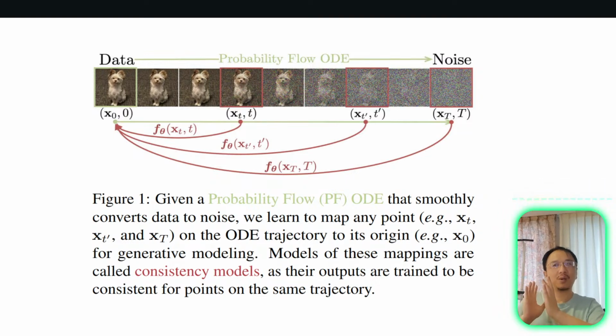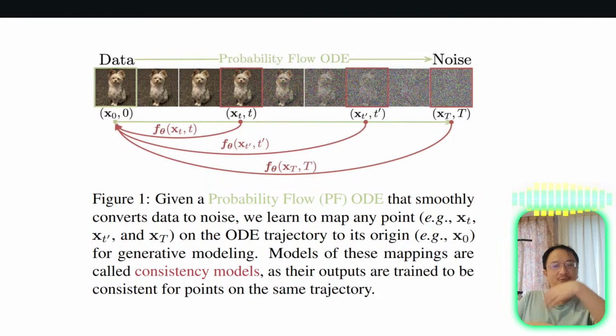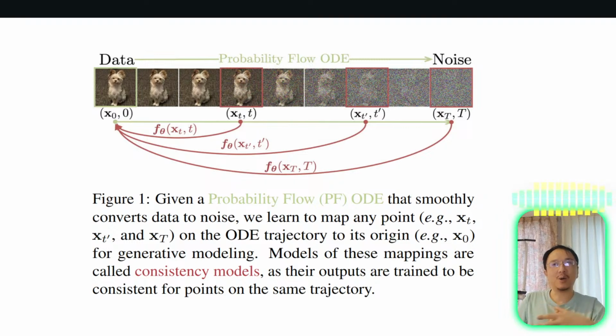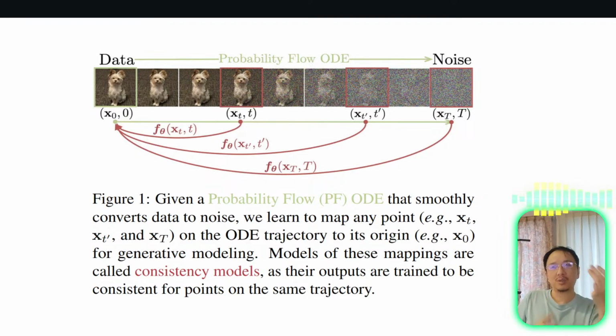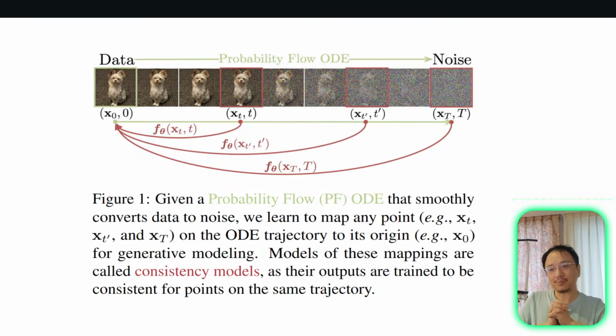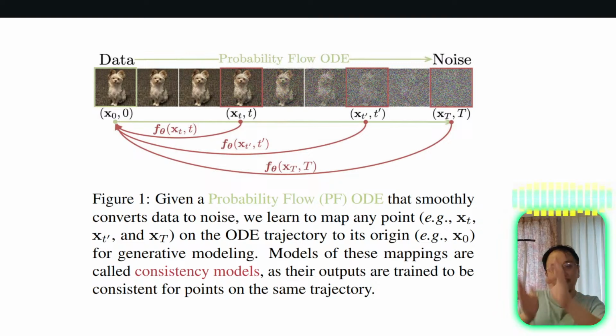One is distillation. So suppose we already have a diffusion model. We can distill the consistency model from an already pre-trained diffusion model. Another way is, should we just train it from scratch? So there are two obvious ways just in front of us. In the paper, they consider both of them.